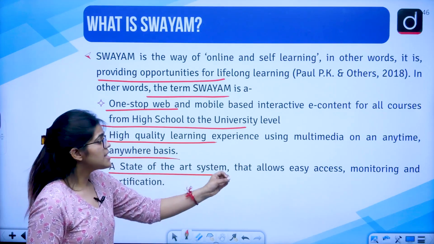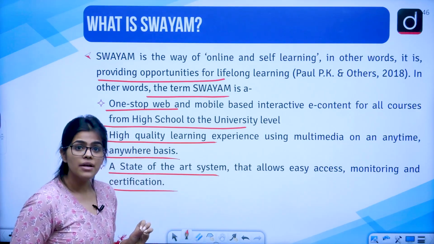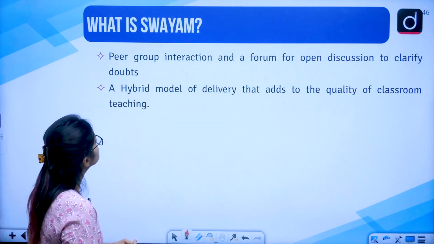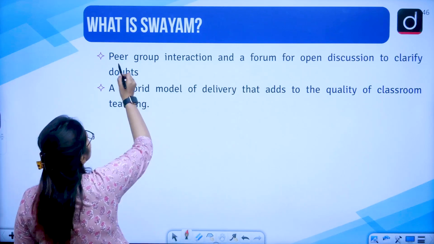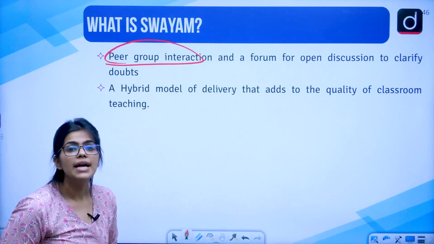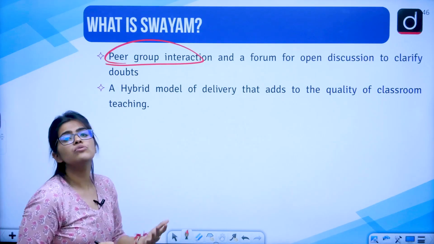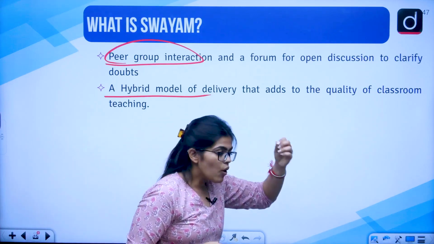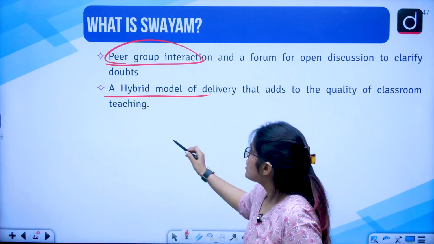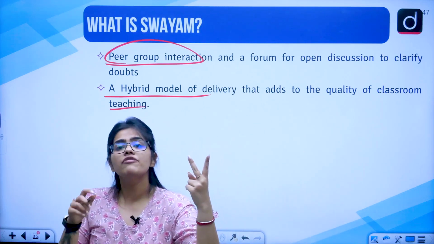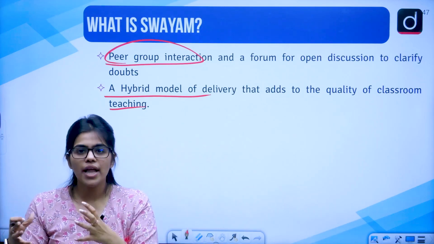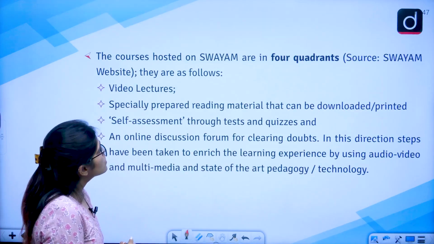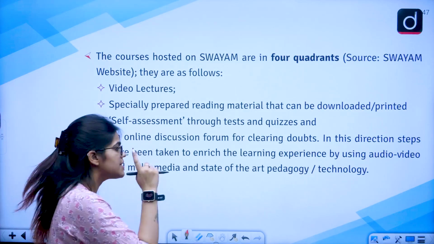It allows access, monitoring and certification as well. There is accessibility, monitoring is being done, teachers are there and certificates are also provided. Peer group interaction platforms are also given. It is a forum for discussions. It will enhance your capacity to talk to other people as well. A hybrid model is also delivered that adds to the quality of classroom education. So what is hybrid? Online and offline, both can be there. So you study through online mode, and to give exams you go there, right? Then the course hosted on Swayam has 4 quadrants, another PYQ.